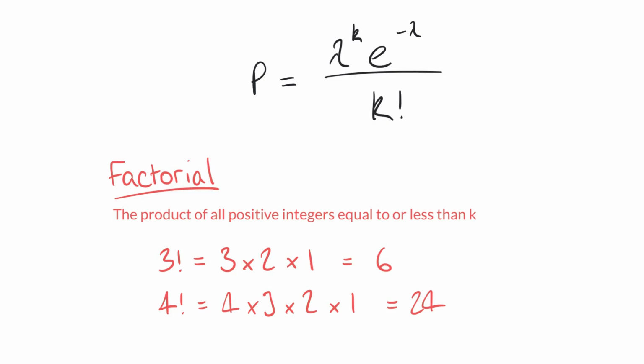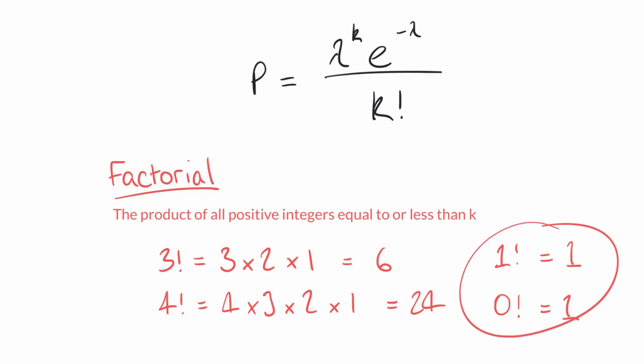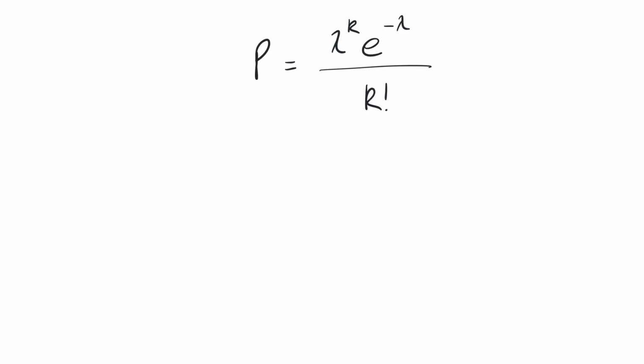Just while we're on the topic of factorials, here's a couple of slightly more unusual examples. 1 factorial is equal to 1 because there's nothing else to multiply by, it's just 1. But strangely, 0 factorial is equal to 1 as well by definition. And that often catches people out because 0 factorial is not 0. 0 factorial is 1. Anyway, let's get back to the Poisson distribution.